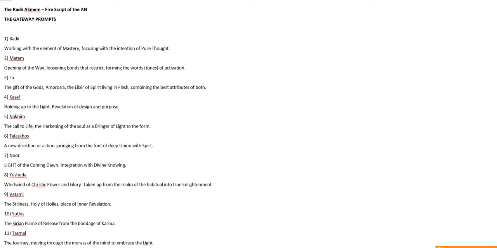Vatimi, the stillness, holy of holies, place of inner revelation. Sothis, a very familiar word to us, meaning Sirius. The star Sirius in Egypt was called Sothis, and Isis, as being representative of that star, was also given the name of Sothis. Here, he speaks of it as the Sirian flame of release from the bondage of karma. Tasmal, the journey moving through the morass of the mind to embrace the light.